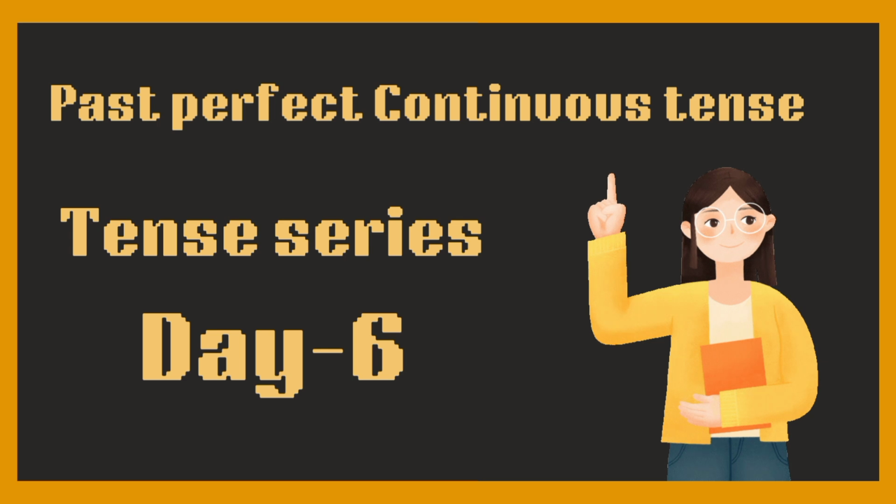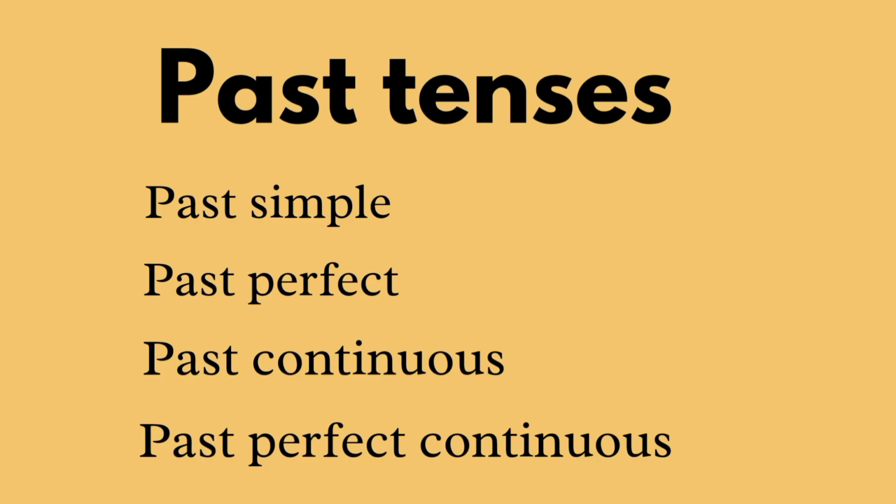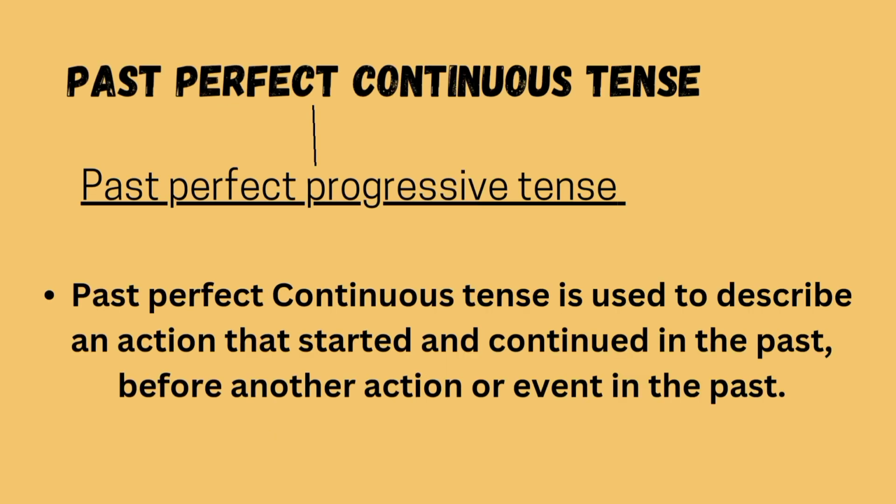Today our topic is past perfect continuous tense. There are different types of past tenses. We already discussed past simple, past perfect and past continuous in our previous videos. So today we will discuss past perfect continuous tense. Past perfect continuous tense is also known as past perfect progressive tense.